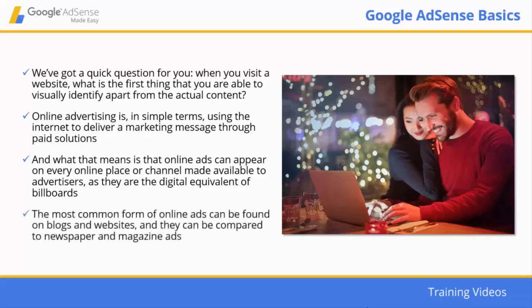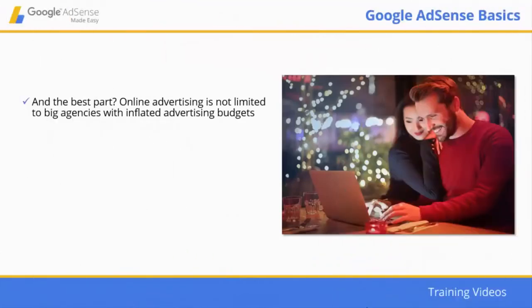The most common form of online ads can be found on blogs and websites, and they can be compared to newspaper and magazine ads. You will also find ads on YouTube videos, which are the internet version of TV ads, as well as other types of online ads that go a step further, such as mobile ads and in-app ads. Online ads have such a wide reach that they are also natively integrated on social media platforms such as Facebook, where you are allowed to promote your own content affordably and without much hassle. And the best part?